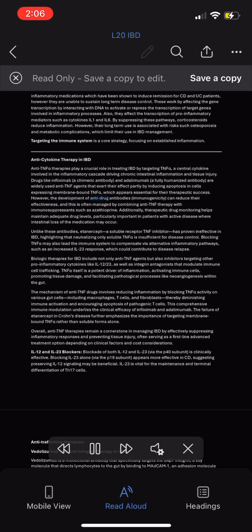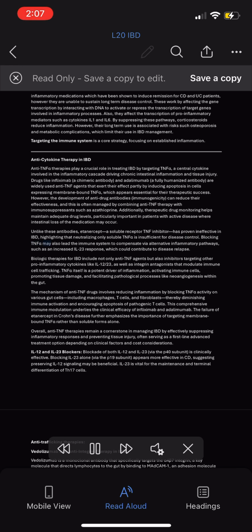However, the development of antidrug antibodies, immunogenicity, can reduce their effectiveness, and this is often managed by combining anti-TNF therapy with immunosuppressants such as azathioprine. Additionally, therapeutic drug monitoring helps maintain adequate drug levels, particularly important in patients with active disease where intestinal loss of the medication may occur. Unlike these antibodies, etanercept, a soluble receptor TNF inhibitor, has proven ineffective in IBD, highlighting that neutralizing only soluble TNF is insufficient for disease control.